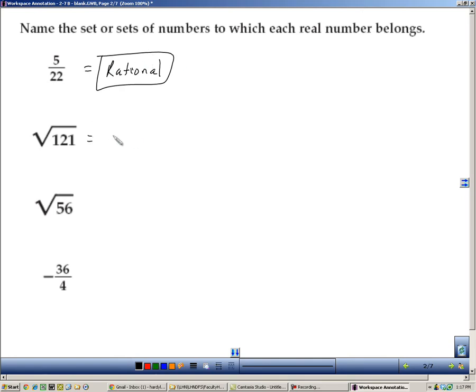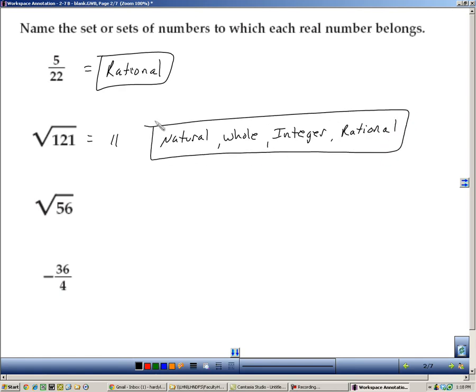This one, square root of 121. Well, what is the square root of 121? It's 11. 11 is a natural number. It's a whole number. It's an integer. And it can be written as a fraction, so it's rational. So this is what we mean when we say name the sets of numbers. These are the sets of numbers that you have to write down.